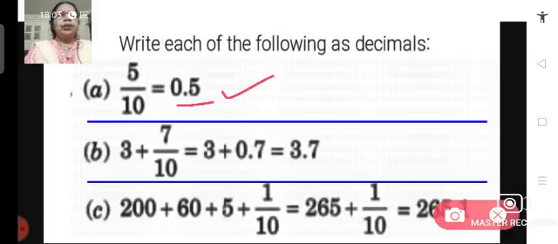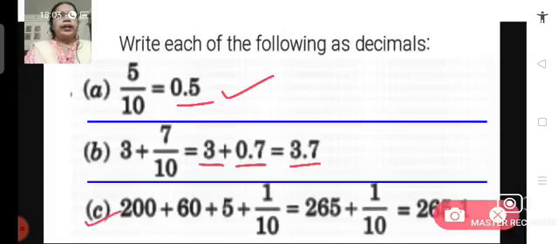Then B, 3 plus 7 upon 10th. That means 3 plus 7 tenths. 7 tenths is written as 0.7. So it is 3 plus 0.7, which gives us 3.7.